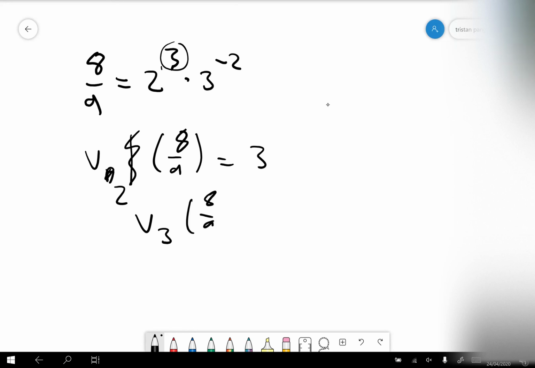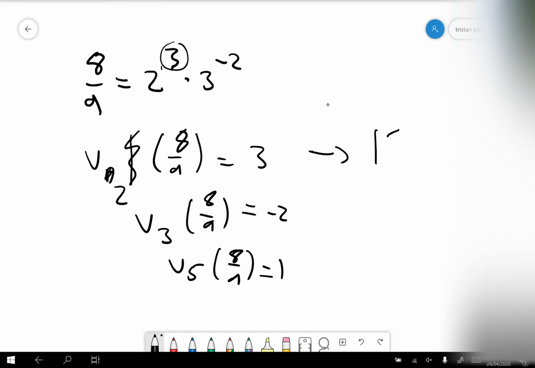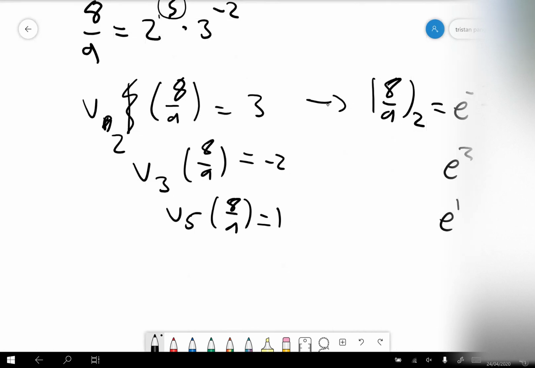V3 of 8/9, well, we look at negative 2, that gives us negative 2. And say if we have something completely unrelated, say P is 5, then the valuation would just be 1. Then we can easily write the norm of these things as e to the negative 3, then the next thing would be e to the 2, and the next thing would be just e. And then you can do a couple of examples yourself.